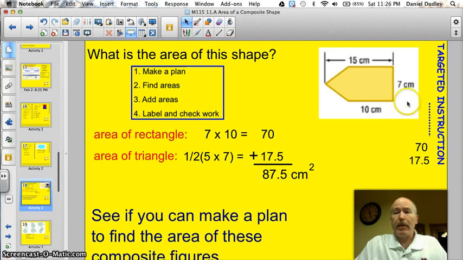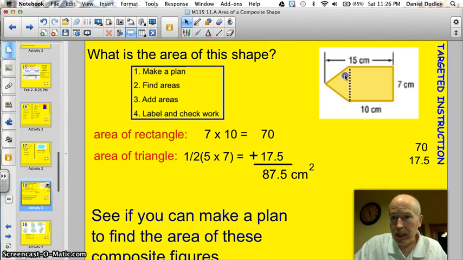All right, first of all, let's make a plan. I see a triangle and a square, or a rectangle. Do you see it? I thought so. So let's first find the easy one, the rectangle. I multiply these two together. The area of the rectangle will be 7 times 10, or 70. And a lot of times I label things as I go. So there's my 70.